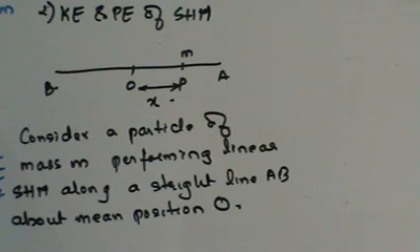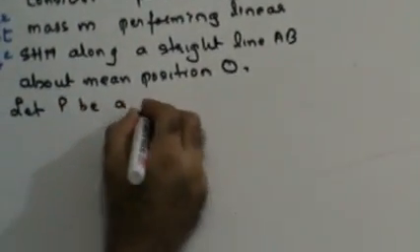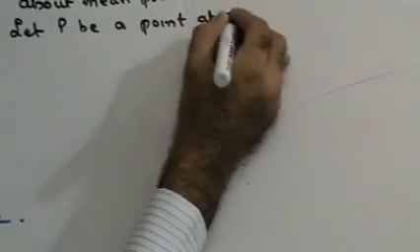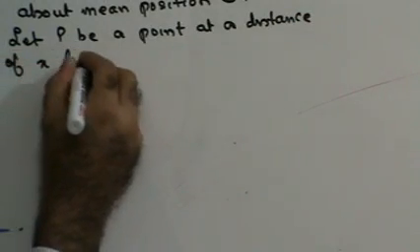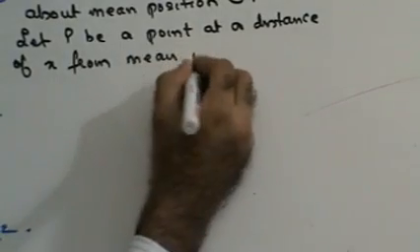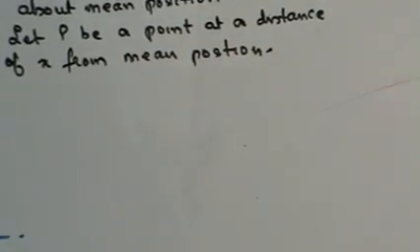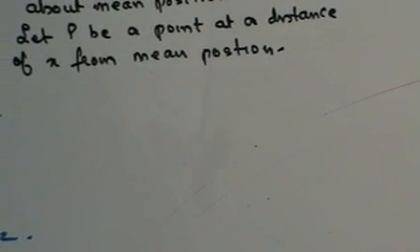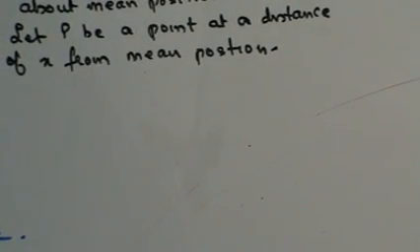Let P be a point at a distance of x from the mean position. In which case I can say that the particle at P possesses both kinetic as well as potential energy, and the total energy possessed by the particle at point P will be the sum of potential energy and kinetic energy.